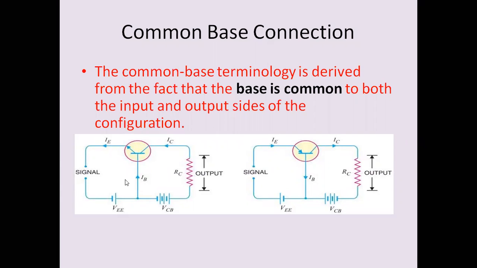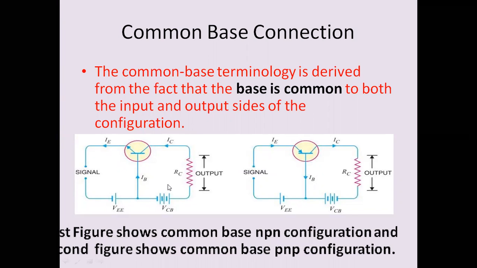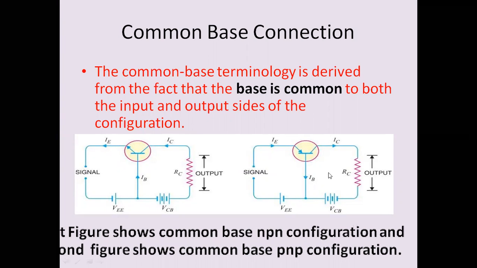Base is common. The input side is emitter to base, and collector to base is called the output side, in which base is common. If you have three friends, and one of the friends is common to two members, then you can call that a common friend. In the same way, if base is common to the input side as well as the output side, then that is called common base. This is the common base NPN configuration. This is the common base PNP configuration.